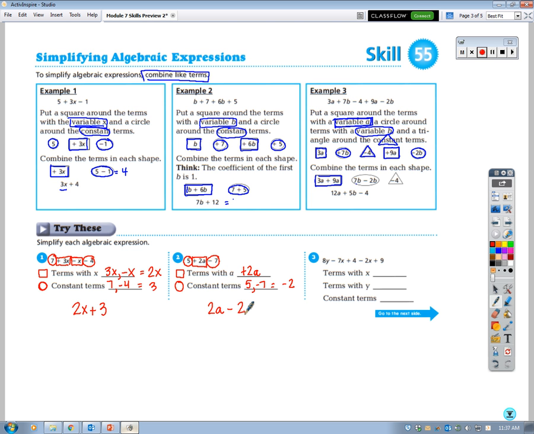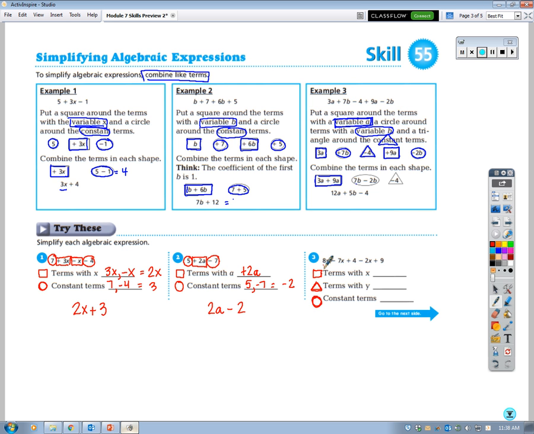So I'm going to go ahead now and move on to 3. And I'm going to list my terms of x, terms of y, and constant terms. So I've got 2 variables and constants. So my variables of x, I'm going to put a square around. My variables with y, I'm going to put a triangle around. And again, it doesn't matter what shape you use as long as you're consistent. Put a circle around my constants.